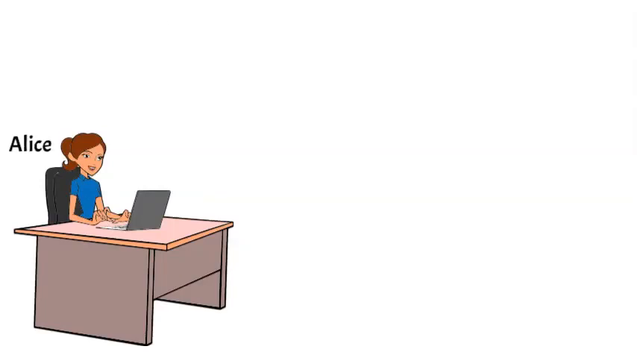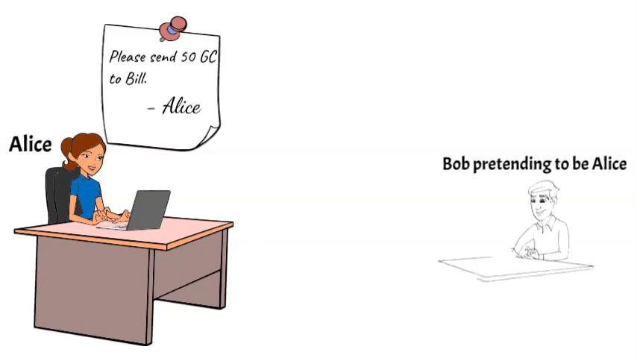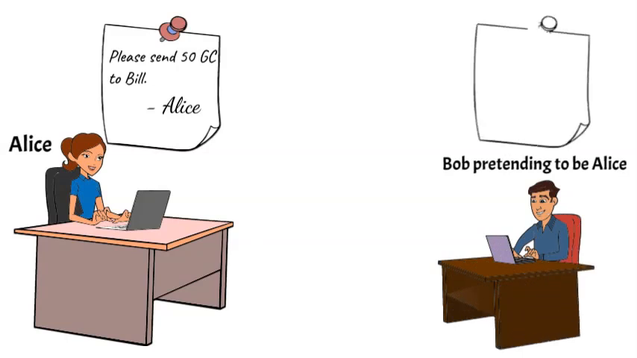Suppose that Alice wants to broadcast a message to the community. The message reads, "Please send 50 God Bitcoin to Bill, signed me, Alice." Meanwhile, Bob is pretending to be Alice. He sends a message that says, "Please send those same 50 God Bitcoin to me, Bob, signed Alice." The community needs a way to verify the message. Which one of those is authentic?